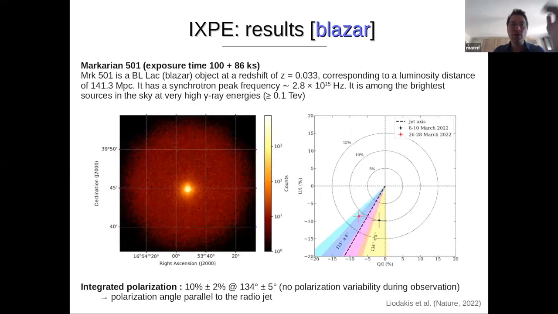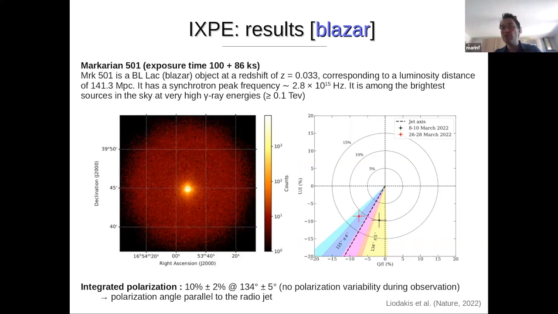So what we have done is that we have observed Markarian 501. It's a blazar, a BL Lac-like object, at nearby redshift. And actually, it is among the brightest sources in the sky in the gamma ray regime. So it was a perfect source. We observed it for 100 kiloseconds and then another time for 86 kiloseconds, in 2021 and in 2022, sorry. And this is what we saw.